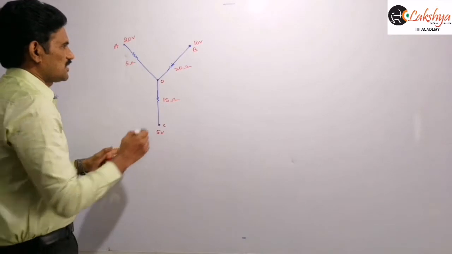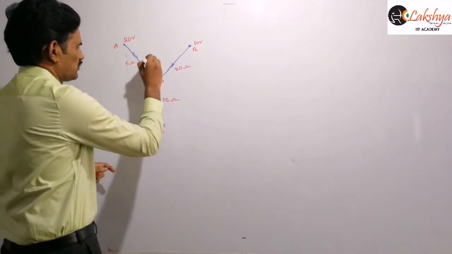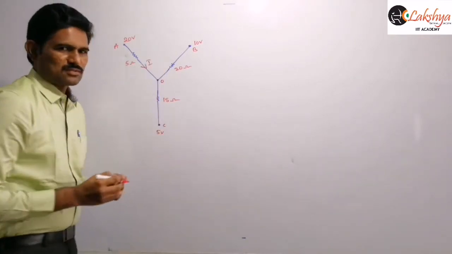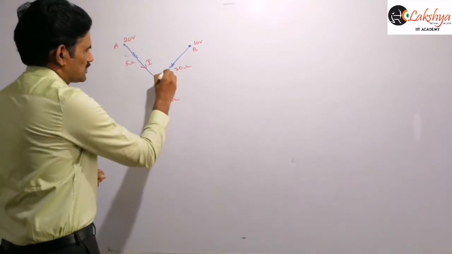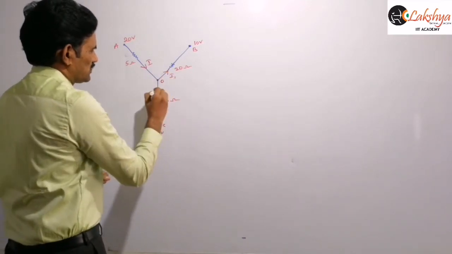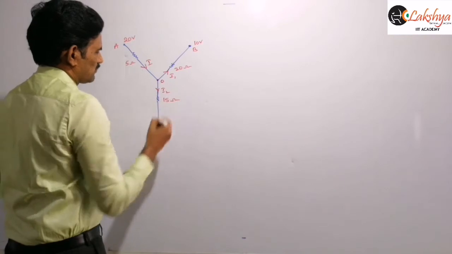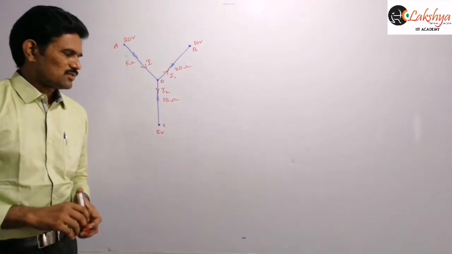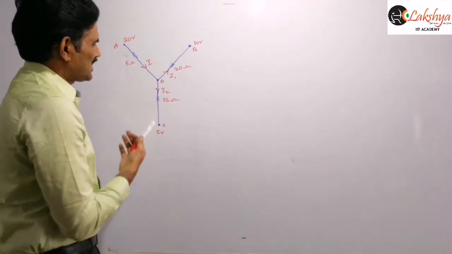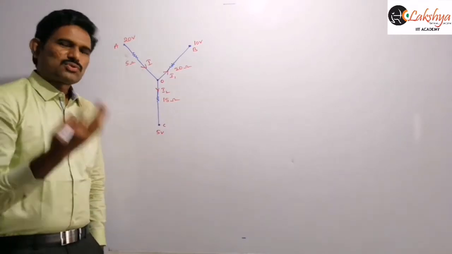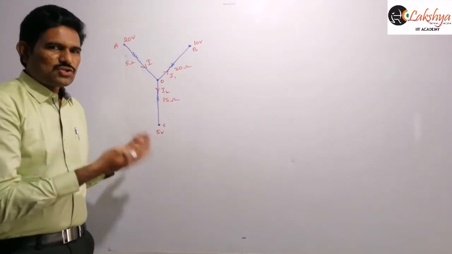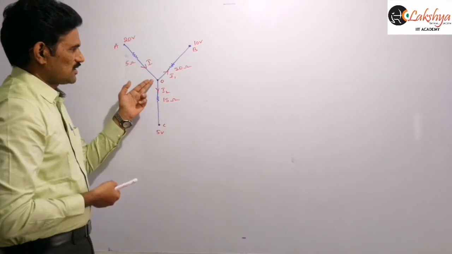Suppose this is the current I flowing along this direction that I am assuming here. Next, let us consider some current I1 flowing along this direction and some other current I2 flowing along this direction. This I1 and I2 may actually be in the opposite direction, but we are assuming like this because we don't know actually.